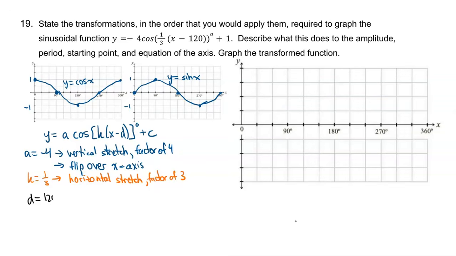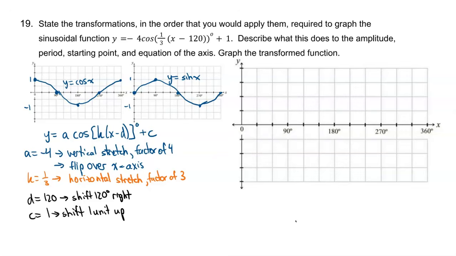The d value is 120. It's positive because notice it's x minus d, x minus 120 up above. So that's a positive 120, which means it's going to shift positive 120 degrees to the right. And the last thing is the c value. The c value is just 1, which means it's going to shift the whole graph up by 1. So with all that in mind, let's go ahead and talk about the amplitude now.